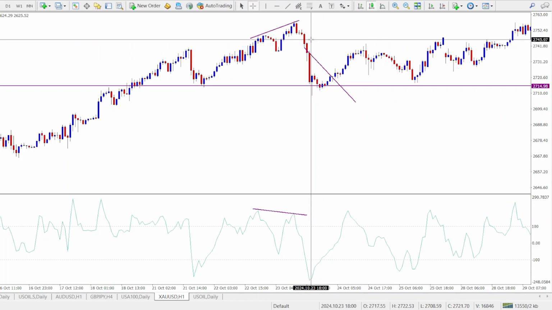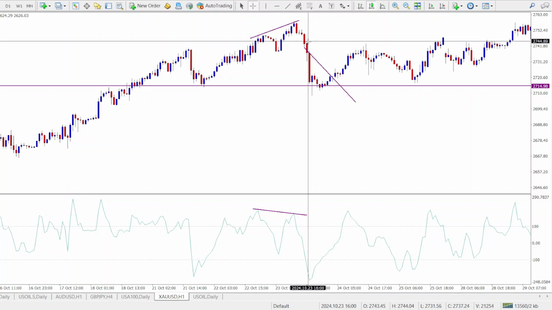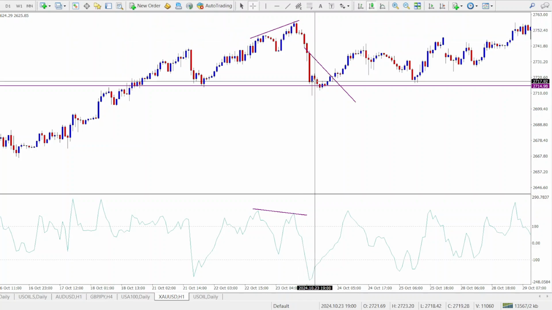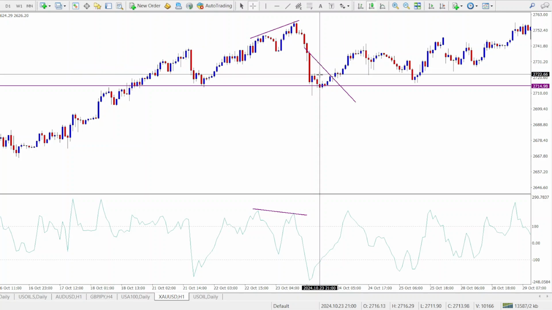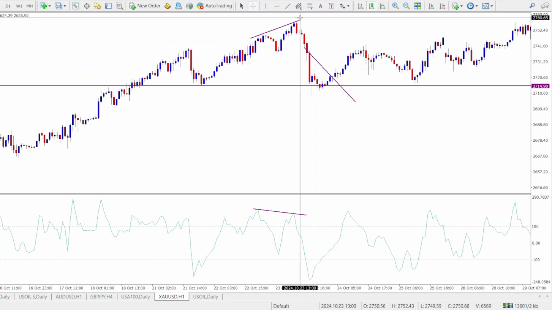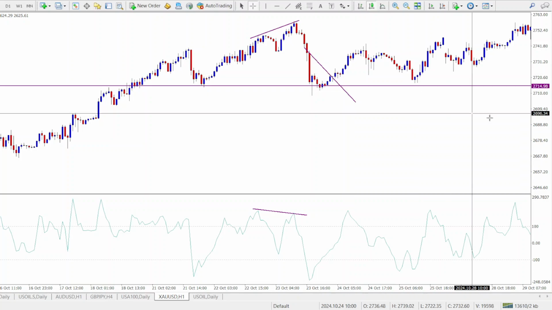So if you have entered that sell, or before you enter the sell, make sure that your risk to reward ratio is good enough, minimum of 1 to 2, please. If your risk to reward ratio is up to 1 to 2, you can go ahead and enter that sell, set your stop loss, set your take profit, and you're good to go.